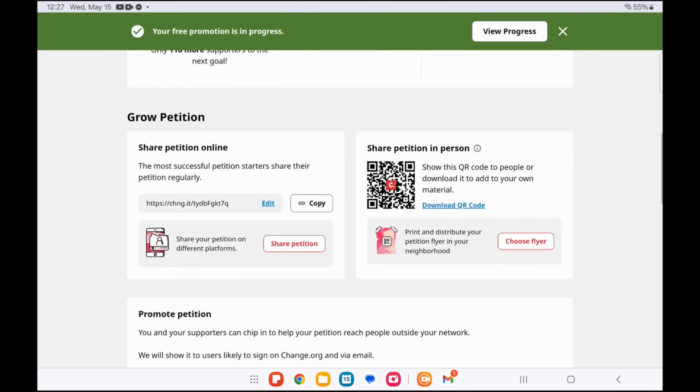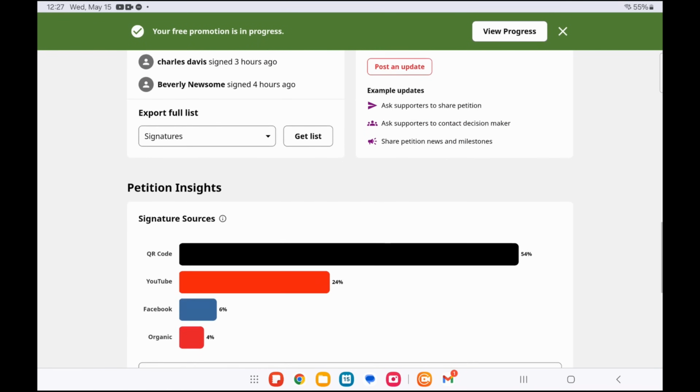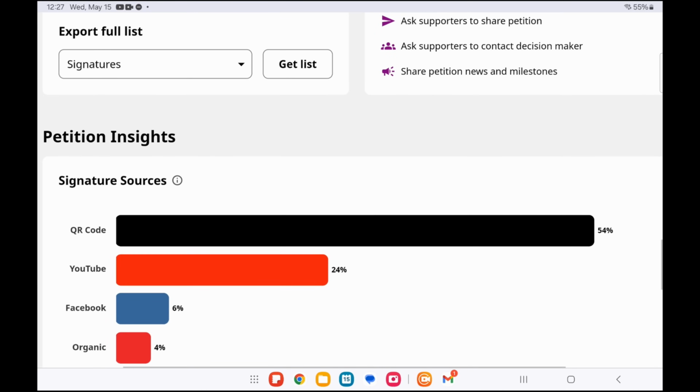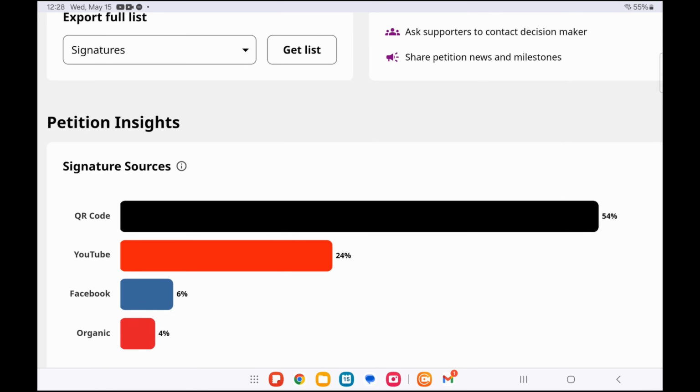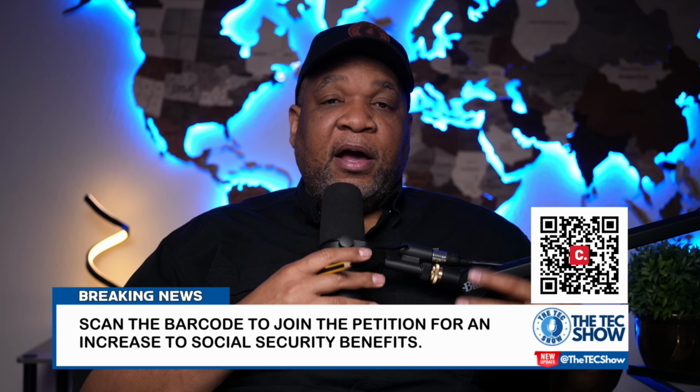One more thing I wanted to point out here, and I think this is amazing. We're looking at the signature sources, so this is how people are finding the change.org petition. And you see, overwhelmingly, this black line here is the QR code. So you guys are actually using that code, which I think is amazing. That's great, and please continue to do that. However you find the petition is great, but I just like the fact that you're watching my videos, clicking the QR code, and then signing that way. And then YouTube is 24%. So the vast majority of you are getting this from YouTube. So share my video with other people, and then hopefully they will be signing the petition. Facebook is 6%, and then organic is 4%. So there's a lot of support right now, and the more the merrier.